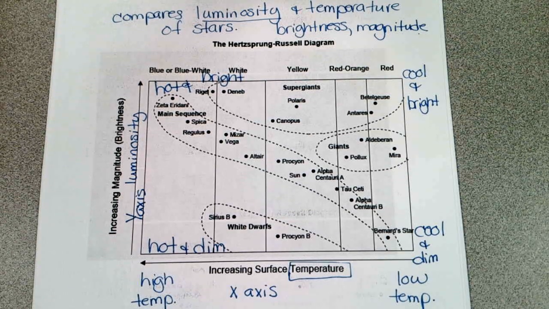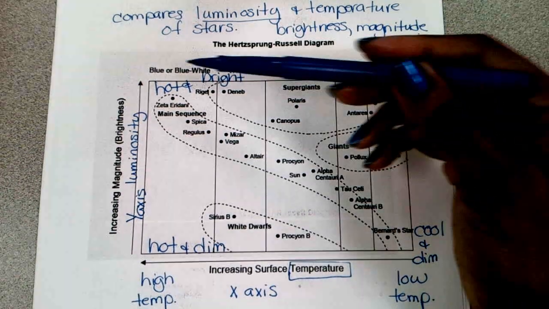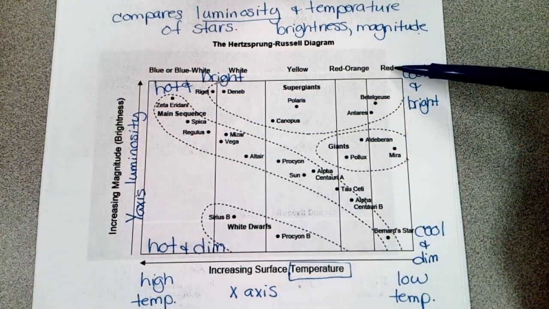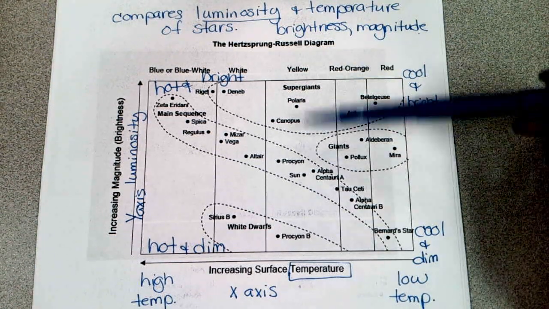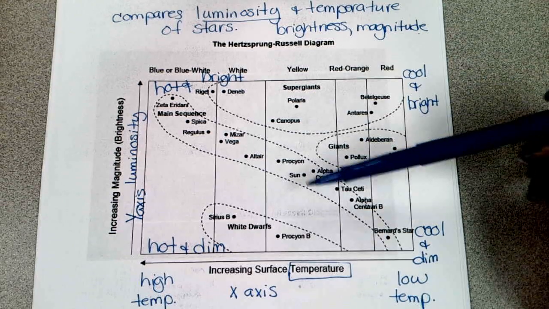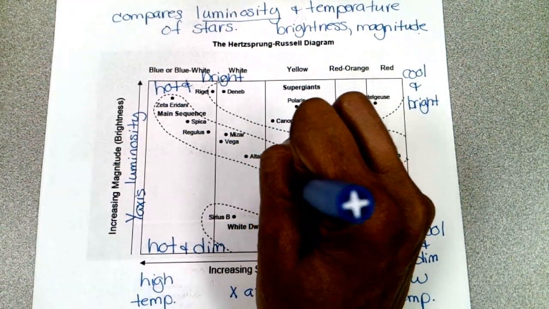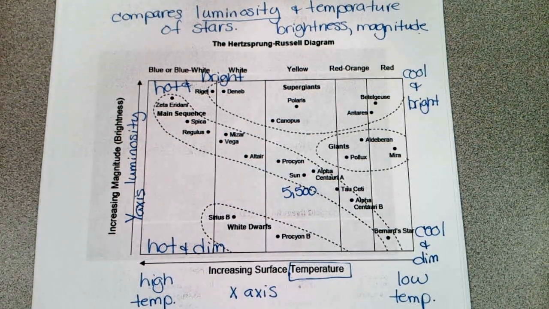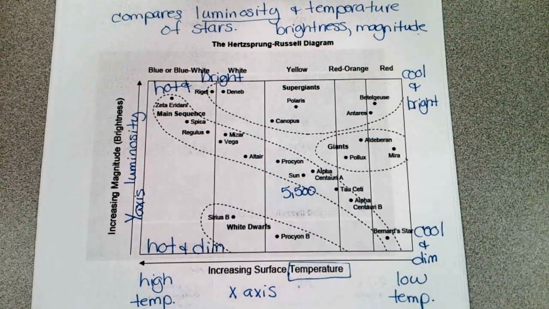Okay? Now on this particular HR diagram, they have the colors listed at the top. Okay? So remember, red is cool, blue or blue-white are hot stars. The yellow stars are kind of in the middle. So like our sun here, our sun is about 5,500 degrees. Hint, hint, you'll need to know that on your test. It's an average star. Average size, average temperature.